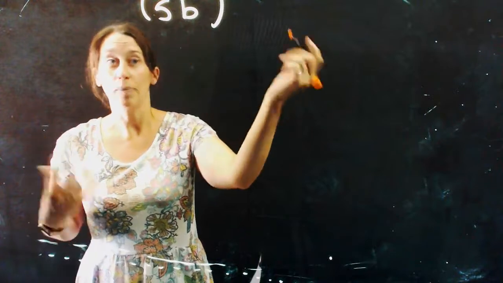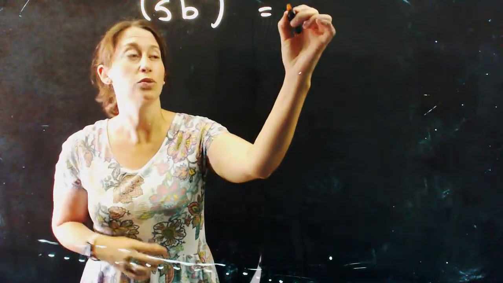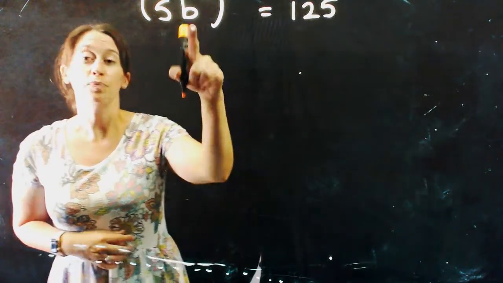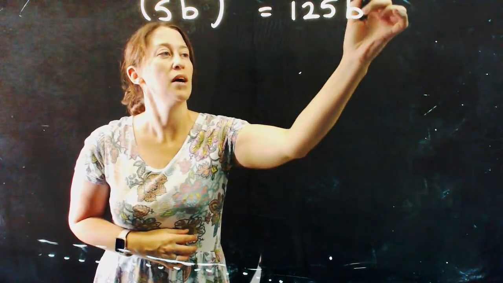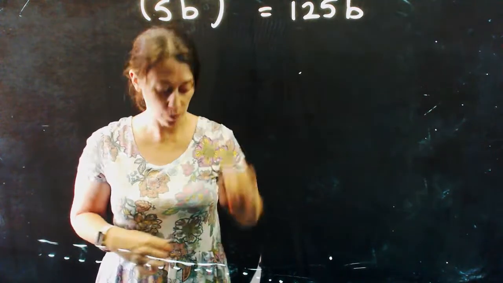So we follow our powers. So 5 to the power 3 is 125. And then we're going to do b squared to the power 3. So it becomes b to the power 6. Oops, it's supposed to be 6.